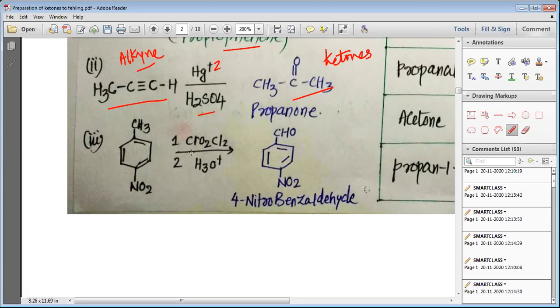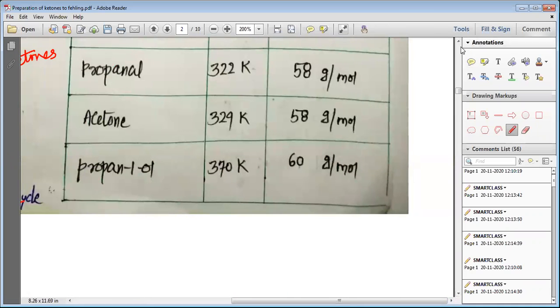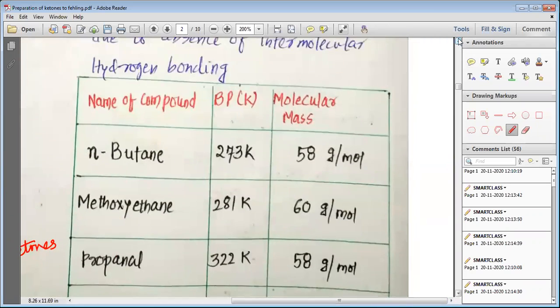Same way, my dear students, here we again have the Etard reaction, where chromyl chloride reacts with this compound to give a complex, and this complex on hydrolysis gives us the aldehyde. So 4-nitrotoluene will give us 4-nitrobenzaldehyde by the reaction known as the Etard reaction. This is how, my dear students, we solve the various in-text questions and exercise questions for us.